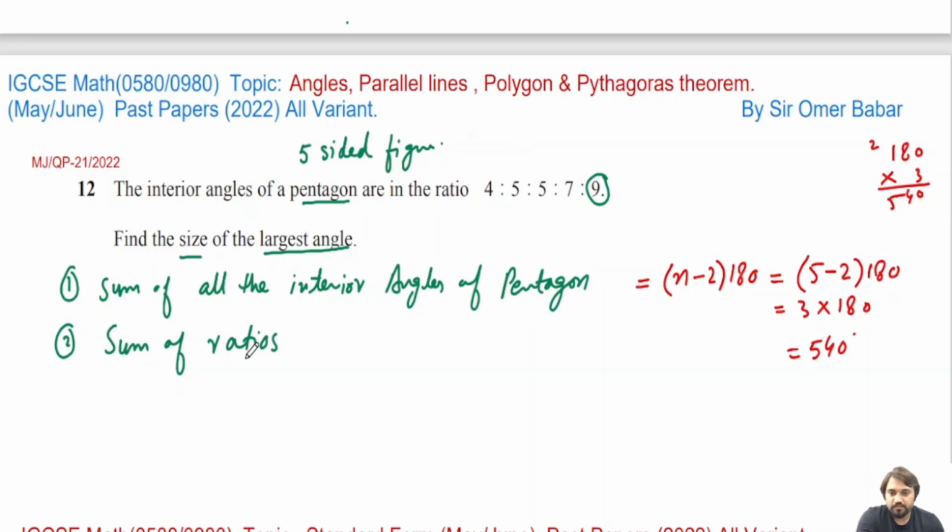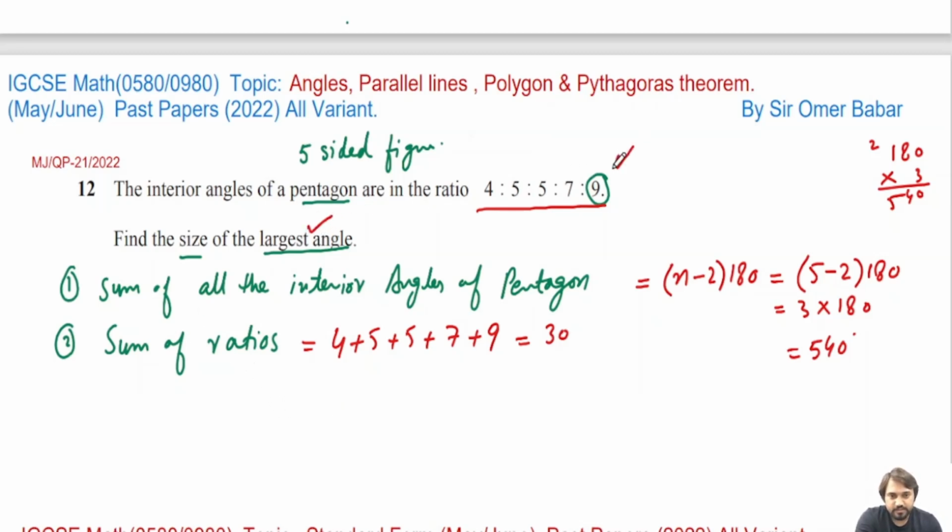Now number 2 is the sum of ratios. The ratio is given, we just need to sum them. 4 plus 5 plus 5 plus 7 plus 9. 4, 5 plus 5 is 10, 10 plus 9 is 19, 19 and 4 is 23, and 7 is 30. So our sum is 30. Now we are going to calculate the largest angle.